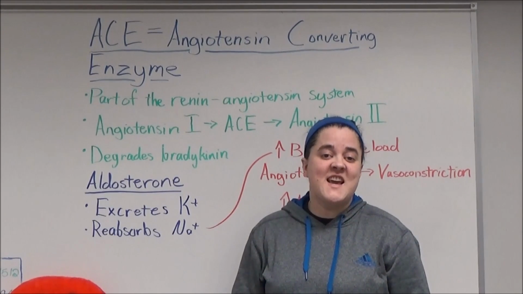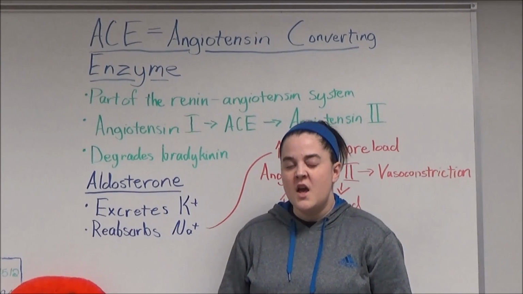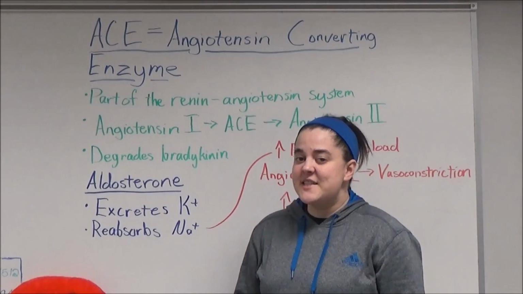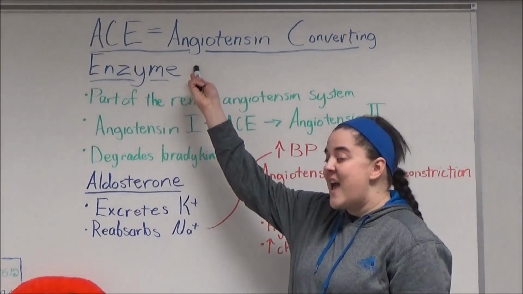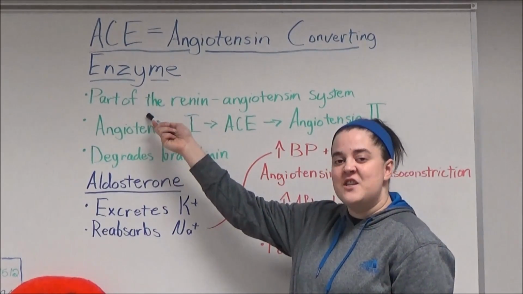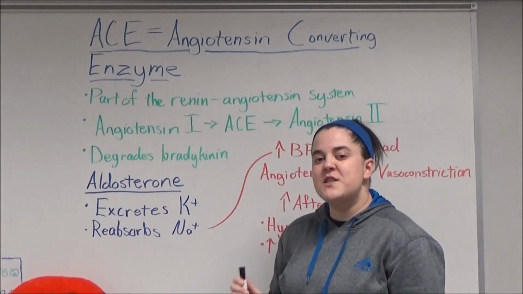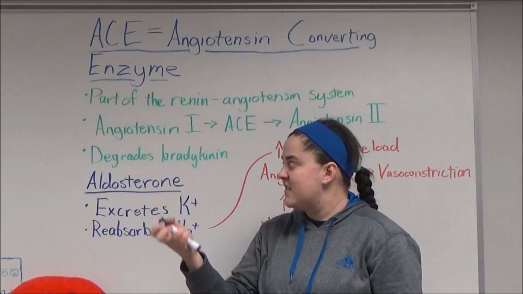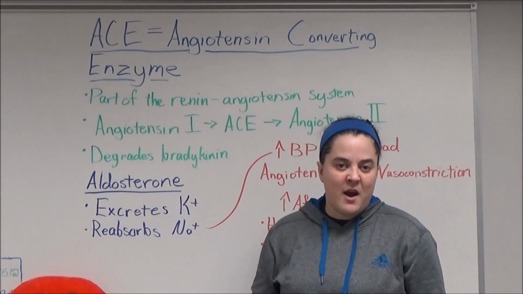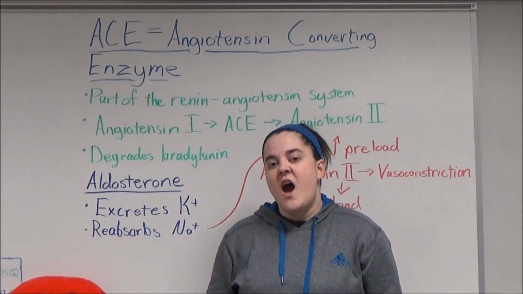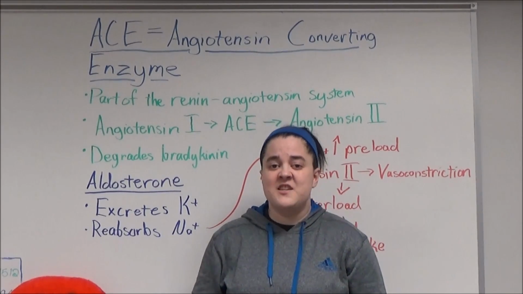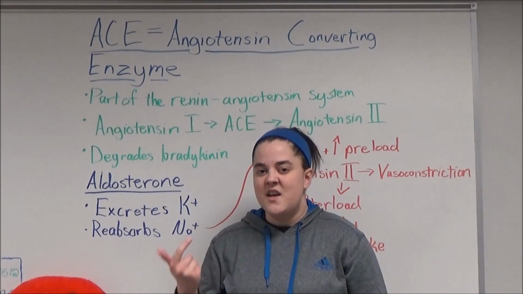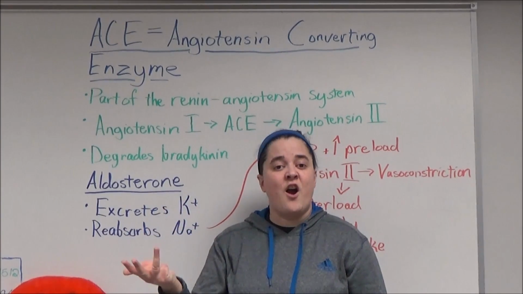Before we can understand how ACE inhibitors work, we have to understand how ACE works in the body. ACE stands for angiotensin converting enzyme, and it's part of the renin-angiotensin system, which helps the body to regulate blood pressure, fluids, and salts. ACE is located primarily in the pulmonary circuit. However, it's also found in the vascular endothelium of the brain, the kidneys, the adrenal glands, and the heart.